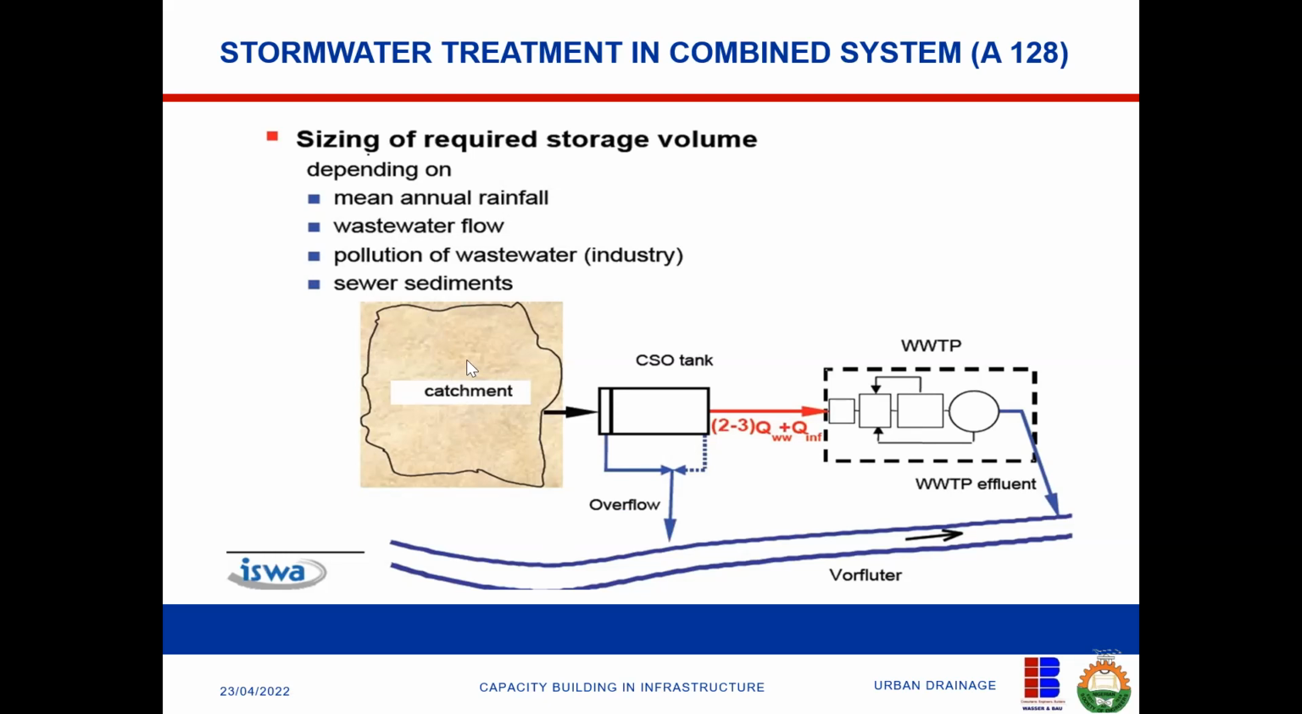This is the catchment. Water comes and goes to the combined sewer overflow. Why do we call it combined sewer overflow? When it overflows, the clean top part of the water will enter the river, while the remaining will go to the treatment plant. After undergoing all the treatment processes to reduce the BOD, it will flow back into the stream.